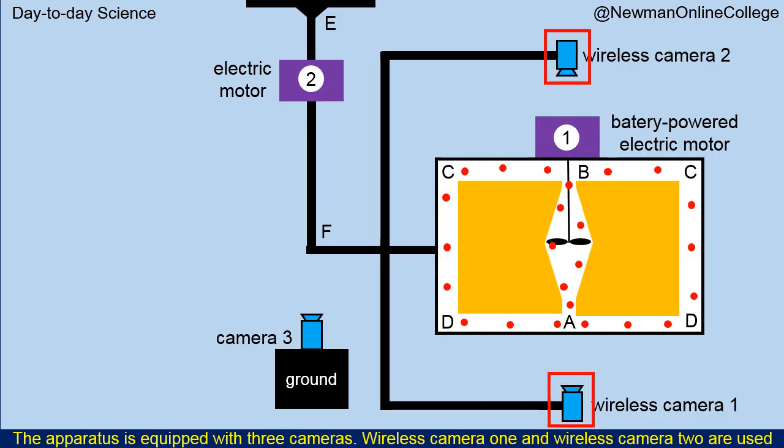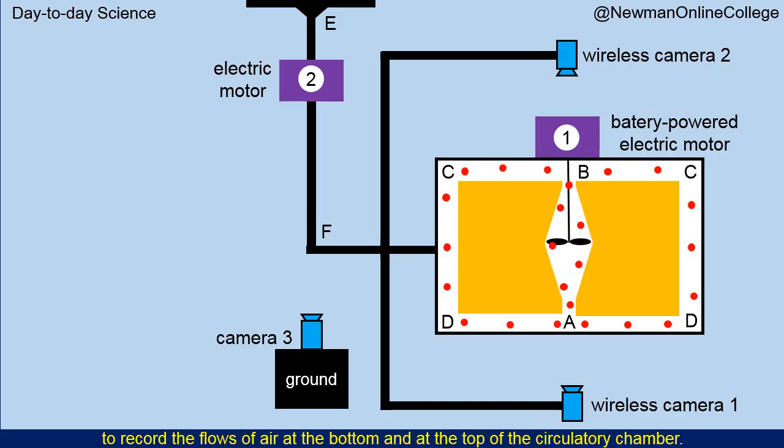The apparatus is equipped with 3 cameras. Wireless camera 1 and wireless camera 2 are used to record the flows of air at the bottom and at the top of the circulatory chamber. The third camera, camera 3, is used to record the rotation of the axis EF.